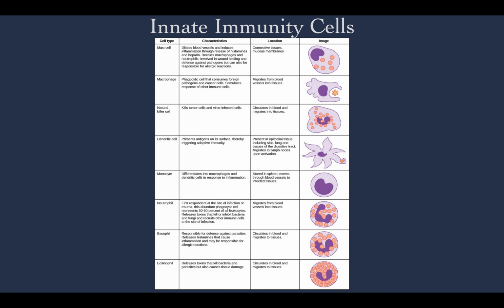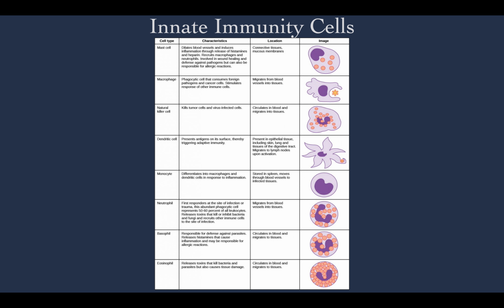First, at the top, you can see mast cells. They dilate blood vessels and induce inflammation through the release of histamines and heparin. They may recruit macrophages and neutrophils. They are located in connective tissues and mucous membranes.